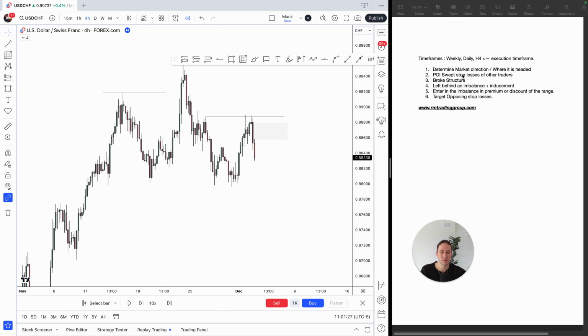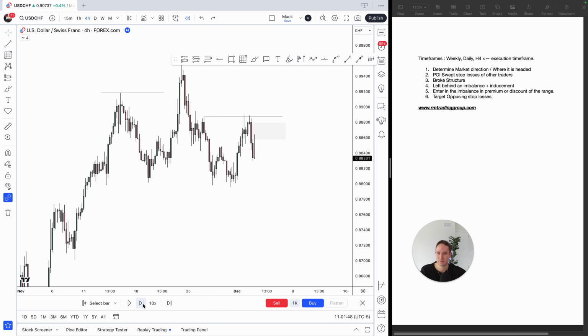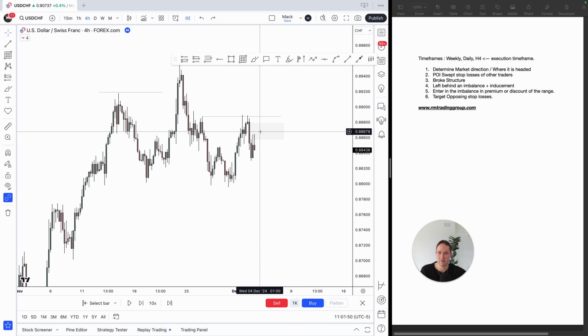So now let's look at our checklist. We swept liquidity. So we had the sweep of liquidity right here. We had the break of structure below this low right here. Now we're looking for the imbalance, check right here. Now we just need to see some sort of inducement. We can then look to short and look to enter. So let's just play this out. Here we have the inducement being created like so.